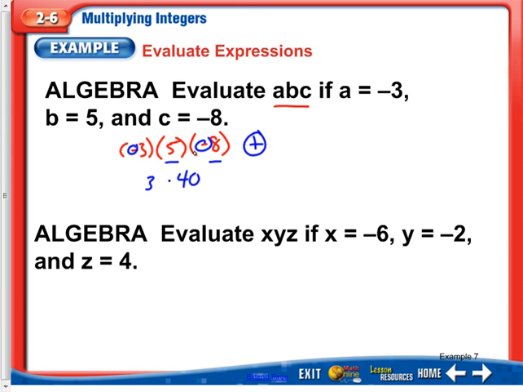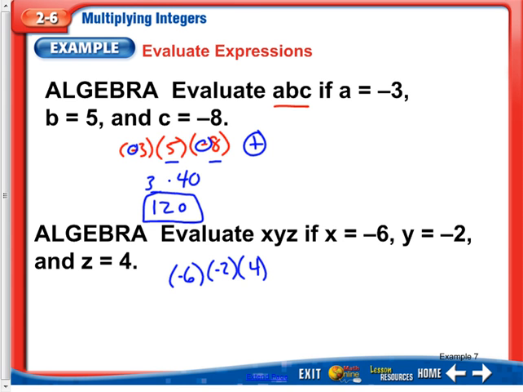Notice right now I'm not even paying attention to my negatives, okay, because I already know my answer is going to be positive, so I can just work out the factoring, the multiplication. Okay, so 3 times 4 is 12, with a 0 is 120. Okay, and that's going to be my answer, and I know it is positive because I already figured that out. So now I need to do x times y times z. So x is negative 6, y is negative 2, and z is 4.